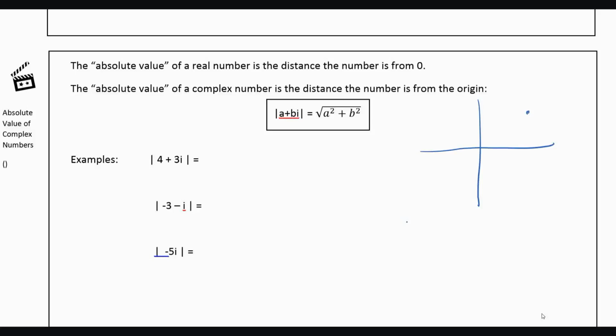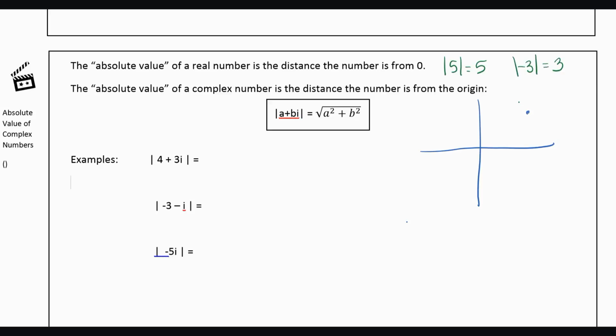Okay, so you know what the absolute value of a real number is. It's just the distance that number is from 0. And normally we just think of taking the negative away. So for example, if we had the absolute value of 5, we know that's just 5. What we're really saying is 5 units from 0. Negative 3 would be 3 units from 0, so it becomes 3.